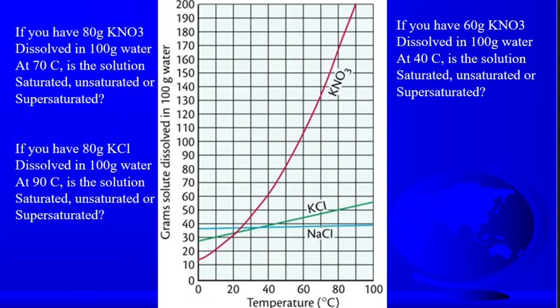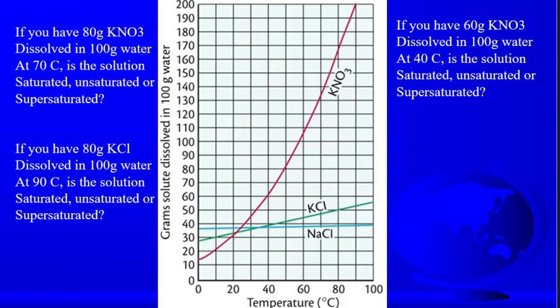Let's try another one. 80 grams at 90, KCl. Is it super, sat, or unsat? Yes, it is above the line, above this line, so it is super. It's holding more than it should.